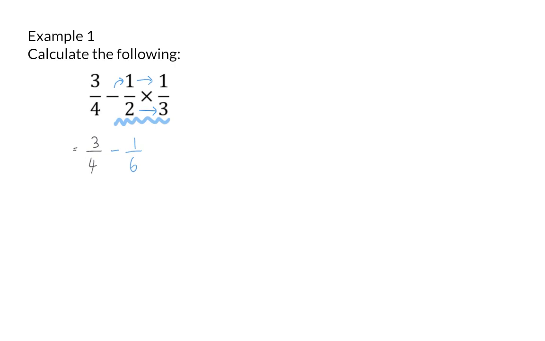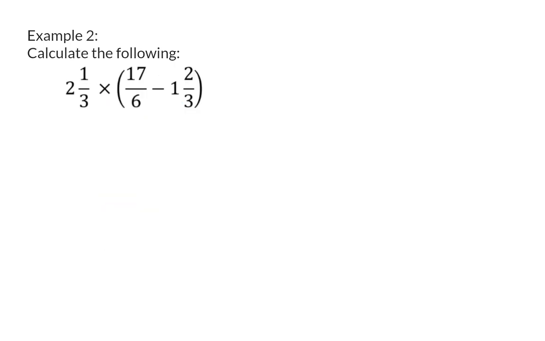And to subtract, I need to get the common denominator. In this case, that will be 12. Next, I need to determine the equivalent fractions with a denominator of 12. So my first fraction, I will have 9/12. And in my second fraction, I will have -2/12. Now I can subtract the numerators and that will be 7/12.